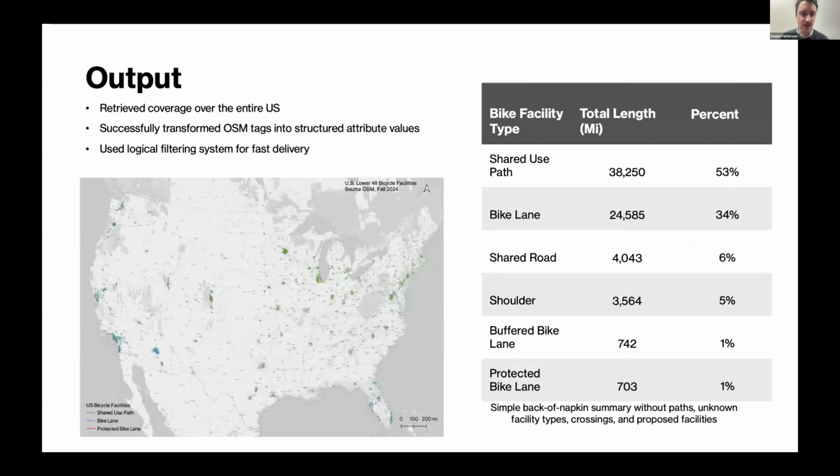Moving on to the output, the outputs are pretty nice, actually. We get coverage for the entire US. It successfully transformed the OSM tags into structured attribute values and uses a logical filtering system for fast delivery. You can see a back of the napkin length of miles for each facility type that came out. This is looking at the max facility type that I had described earlier. So it's not looking at lane miles, it's looking at centerline miles.